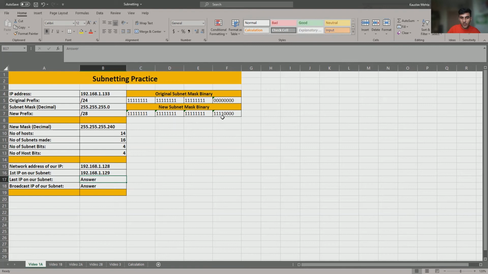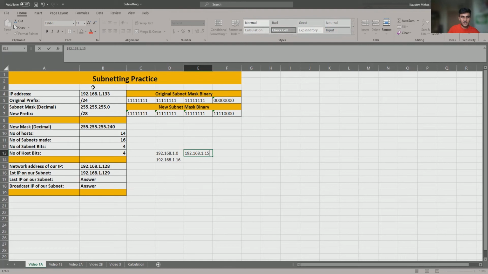So we have 4 ones here, which means that our magic number will be 2 to the power 4, which is 16. Now this 16 means that each subnet increases by 16. So for example, if our first subnet was 192.168.1.0, our second subnet will start from 192.168.1.16, and this one will end at 192.168.1.15. Now this 15 will be the broadcast address.